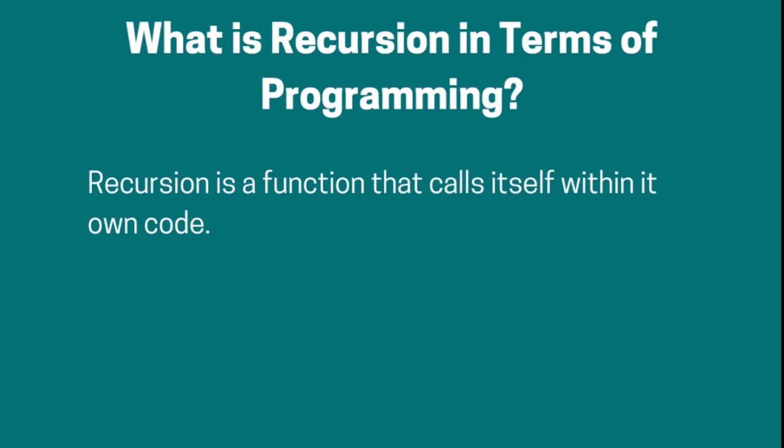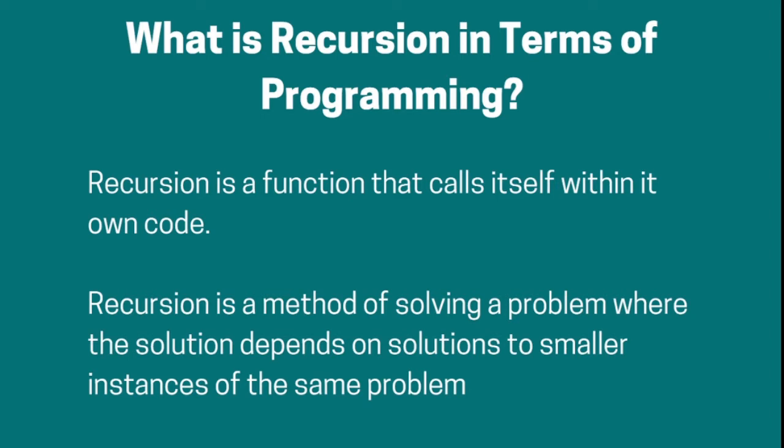What is recursion in terms of programming? So now let's talk about it in terms of programming. We did a very vague and very broad definition of it, but in programming, what is recursion? Recursion is a function that calls itself inside its own code. That is what recursion is, and we saw it earlier with the function call happening inside the body of the function.